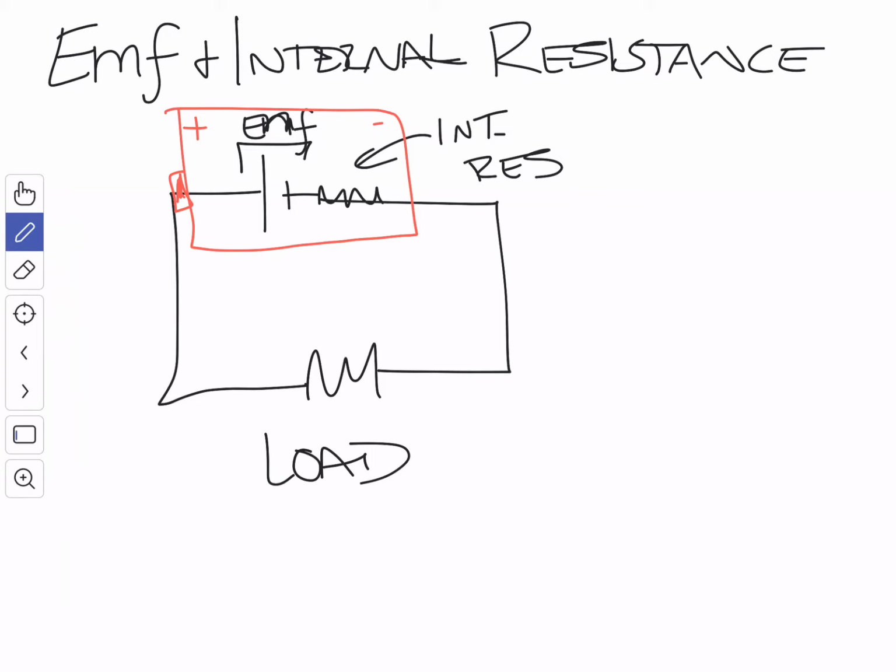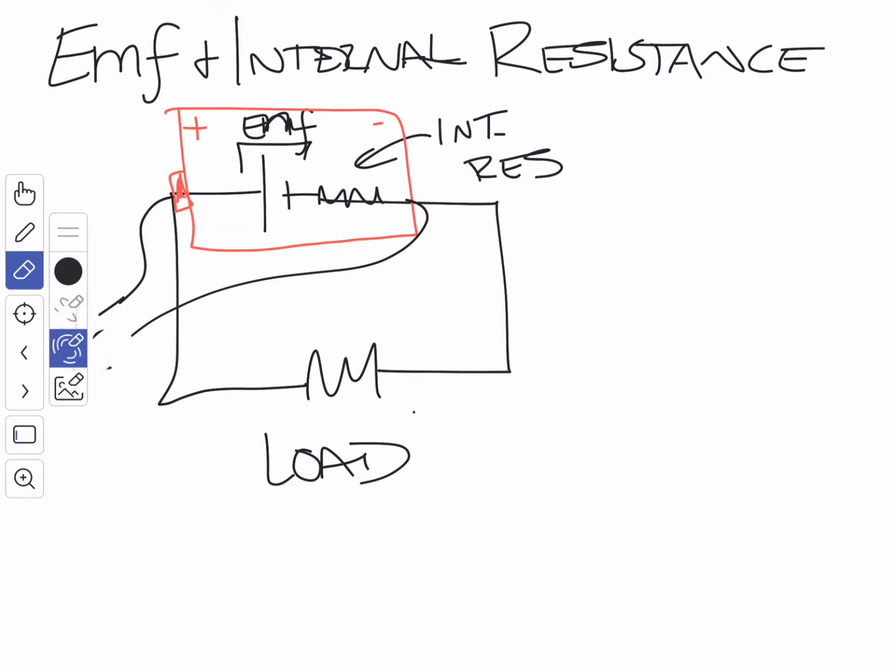However, when we would hook a voltmeter to it, that voltmeter wouldn't read what the EMF reads. This would be the voltage of the circuit. So those are going to be different. Typically, you're going to deal with them as the same, but when we're dealing with internal resistance, the voltage of the circuit is going to be a little bit different than the EMF of the battery.